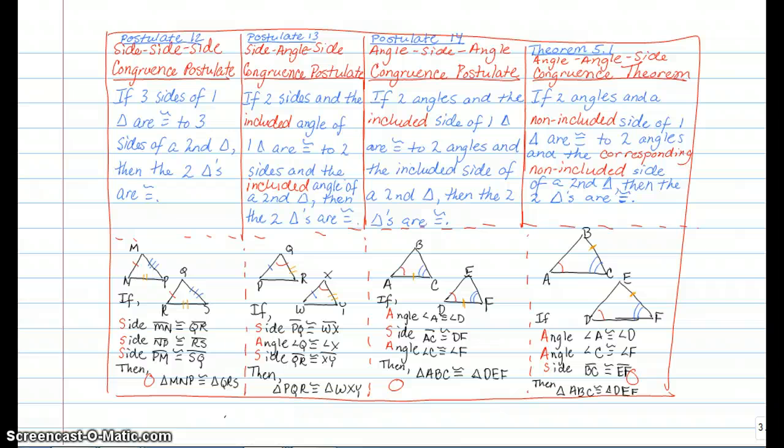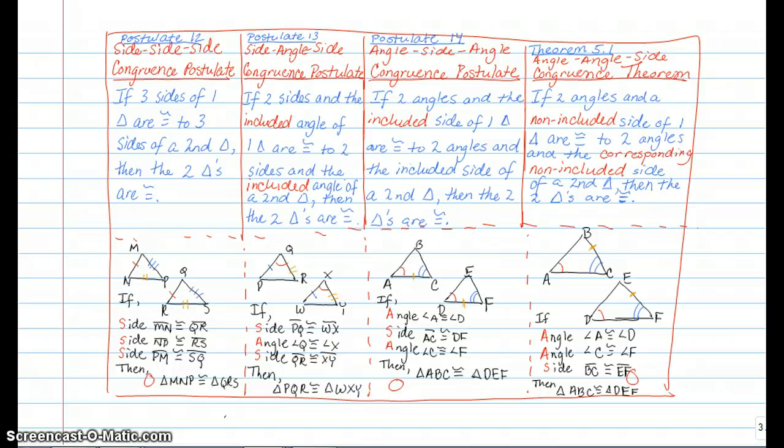The included angle between segment WX and segment XY is angle X. So angle X and angle Q are congruent. Both included angles are congruent. So now we go to the last side. Side QR is congruent to side XY. Then, so again, deductive reasoning, then triangle PQR is congruent to triangle WXY.